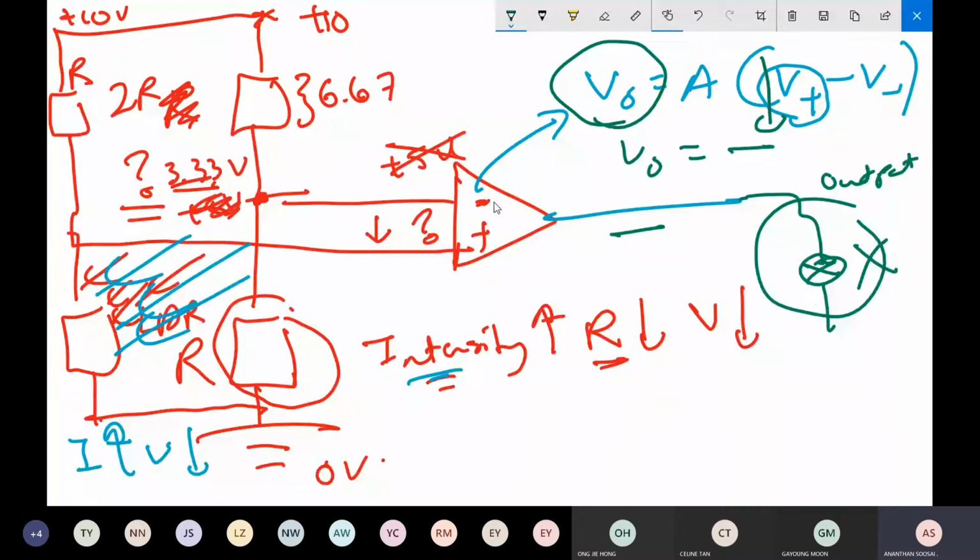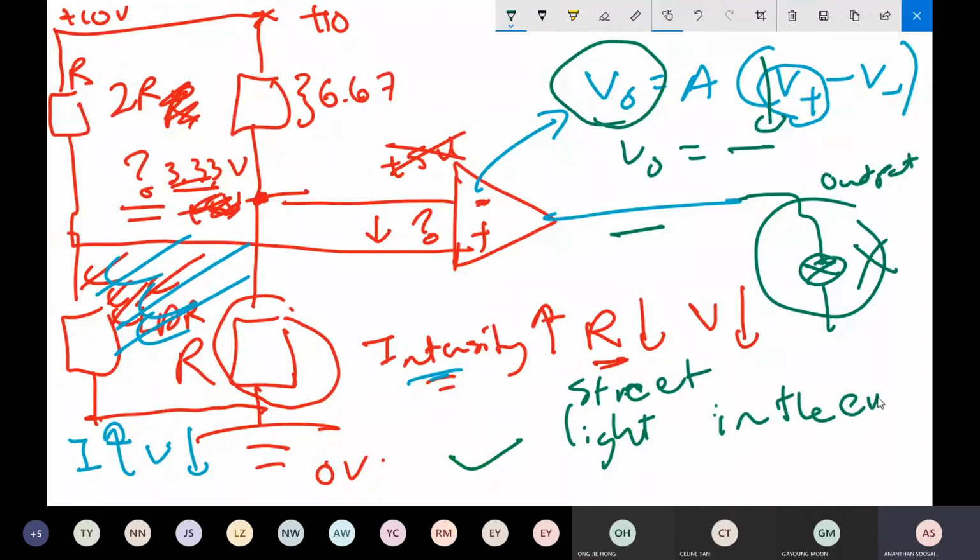You compare the negative input and the positive input, so check the output. Okay. Any questions from here? Okay, no questions. Can you now tell me, can we use this circuit to switch on the street light bulb in the evening? Is this circuit workable to switch the street light in the evening? Possible or not?